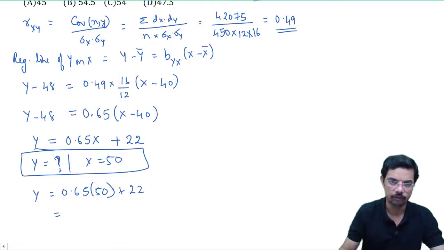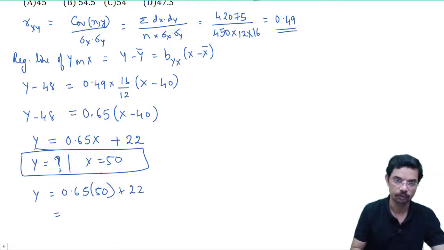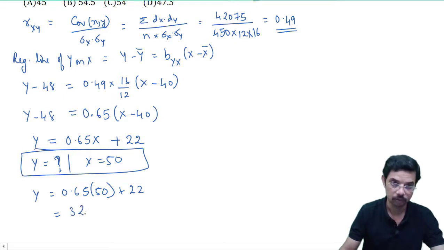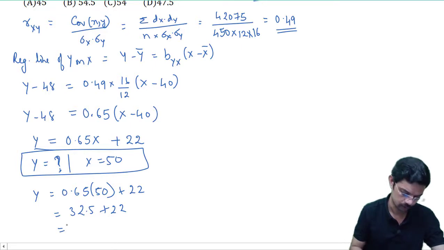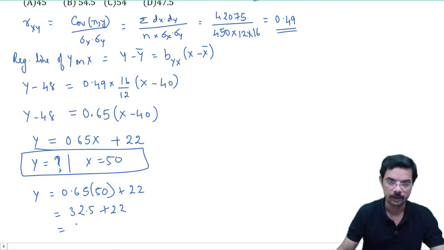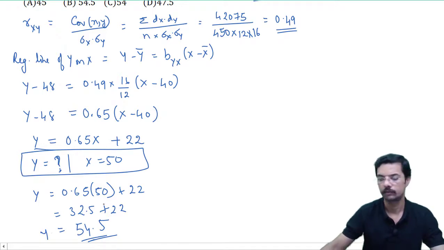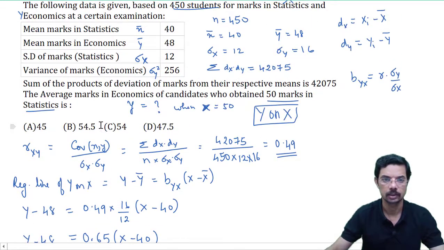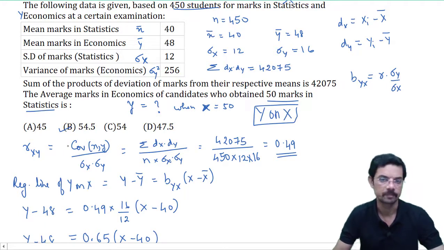So this can be calculated further. 0.65 into 50 is 32.5 plus 22, which will be equal to 54.5 as your answer. So y is equal to 54.5. Let me check the answer. Okay, yes, option B, 54.5 will be your answer.